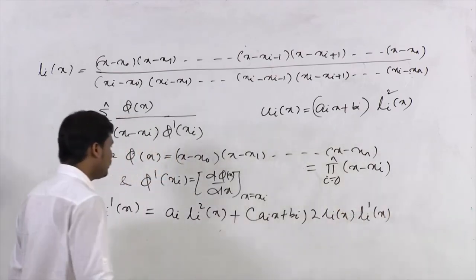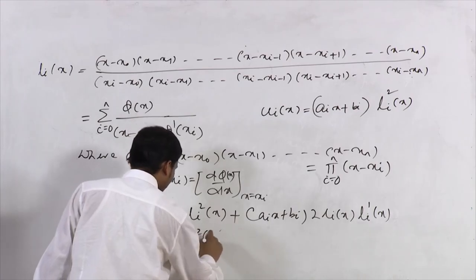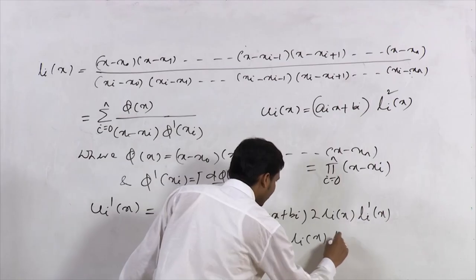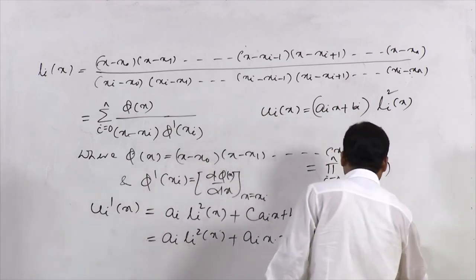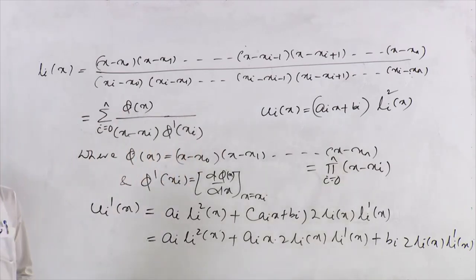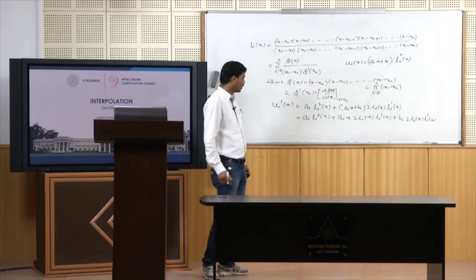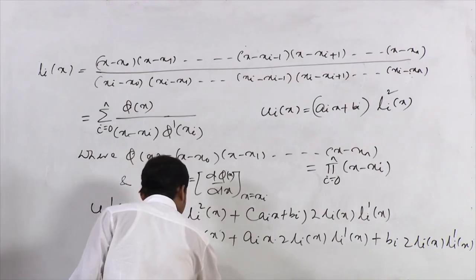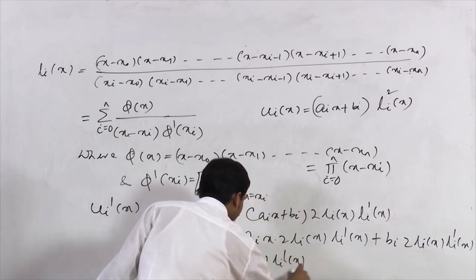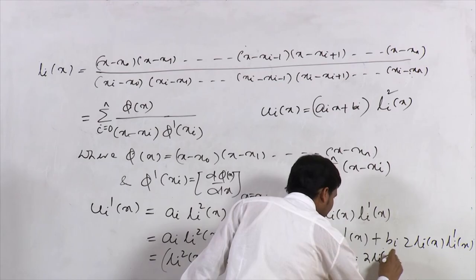into L_i dash of x. If you take a_i common from both these terms, we can write this as a_i L_i square of x plus a_i x into 2 L_i(x) L_i dash of x plus b_i 2 L_i(x) L_i dash of x. And if I take a_i common here, since we want to separate or eliminate a_i from these equations, it can be written in the form of (L_i square of x plus 2x L_i(x) L_i dash of x) into a_i plus b_i into 2 L_i(x) L_i dash of x.